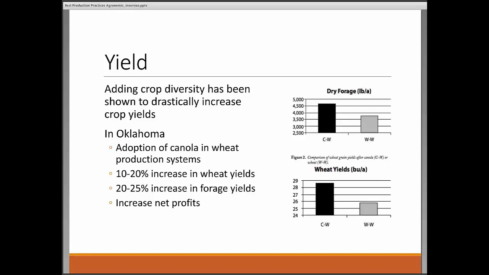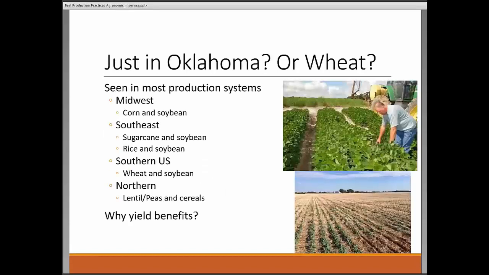So the question becomes, is this just in Oklahoma or just in wheat? And if you look across the U.S., the most successful crop production systems are consistently rotated. In the Midwest, we talk about corn and soybean. I mean, it's never just a corn state, never just a soybean state. It's corn and soybean states. And we see those pretty consistently rotated on a year in, year out basis.